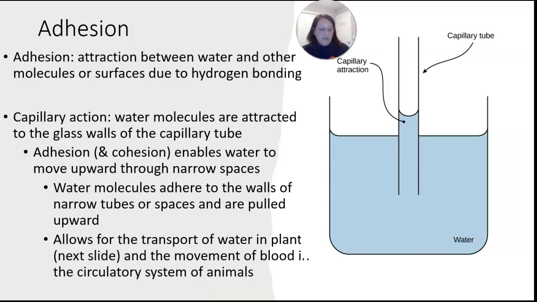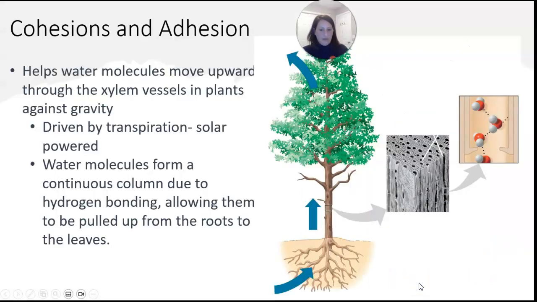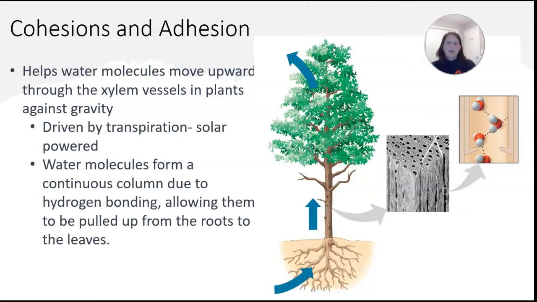How does this apply to living organisms? Well, on the next slide, I'm going to show you how this allows for transport of water in plants. And we could also think about this as helping blood move through small vessels in our circulatory system. Okay, well, we're going to focus on transport in plants. So again, both adhesion and cohesion are at play here.